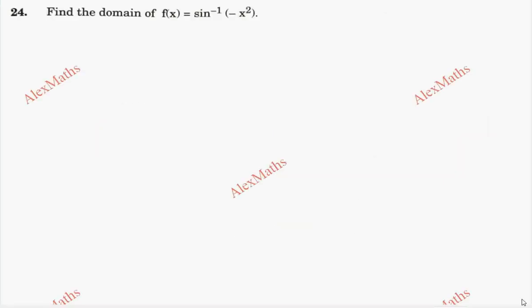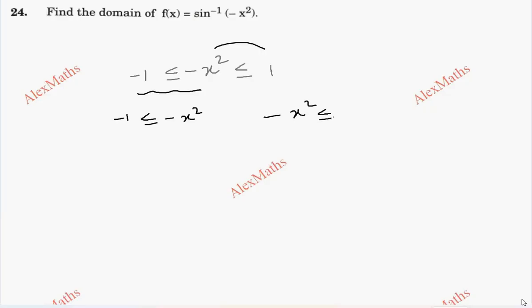Question 24, we have to find the domain of the given function f of x, which is sine inverse of minus x square. So this minus x square lies between minus 1 and 1. Now we take this part alone, which is minus 1 less than or equal to minus x square, and we take this part alone, minus x square less than or equal to 1. Actually, this x square, if I take this minus to the other side, x square is negative, which is not possible. So we ignore this equation and we take this one.